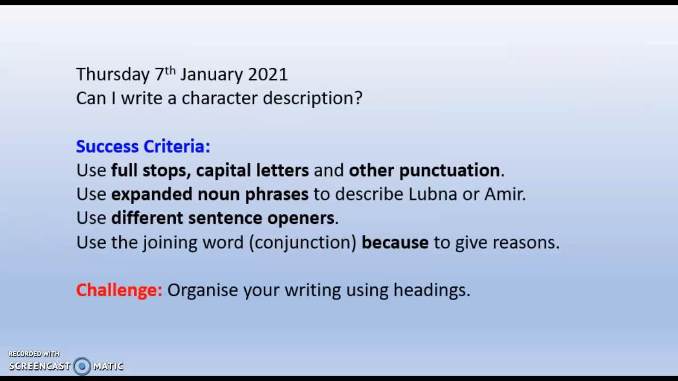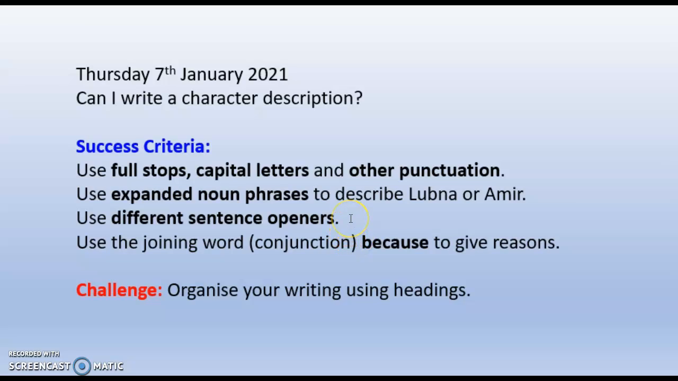So today, when you write your character description, these are the things that I'm going to be looking for. So this is your success criteria. I would like you to use full stops, capital letters, and other punctuation. So it might be that you use commas, it might be that you use full stops, and you might even use exclamation marks. I would like you to use expanded noun phrases. Now we're going to have a look at that next in my description that I've started to just remind you of what they are. And you're going to use expanded noun phrases to describe Lubna or Amir.